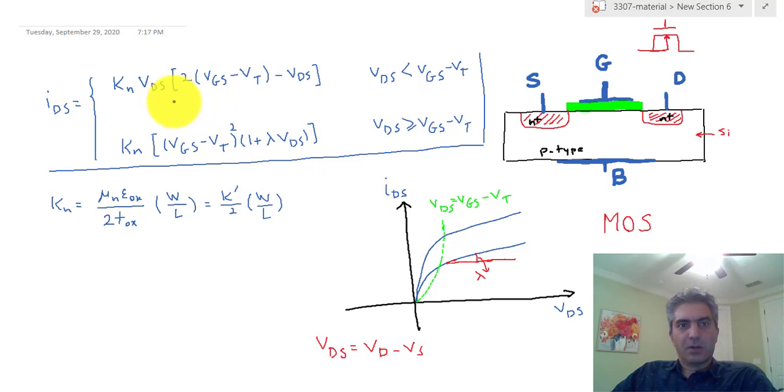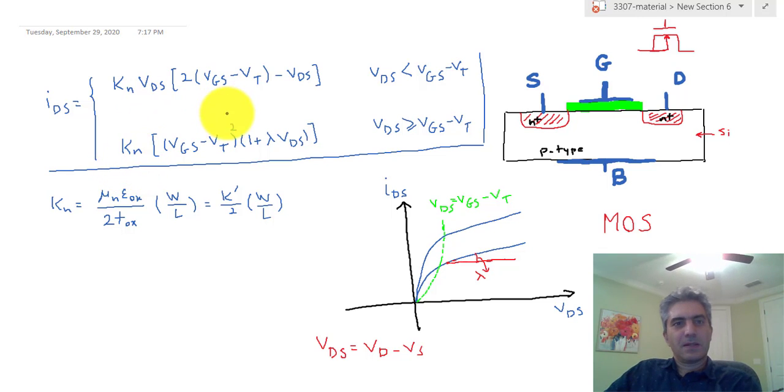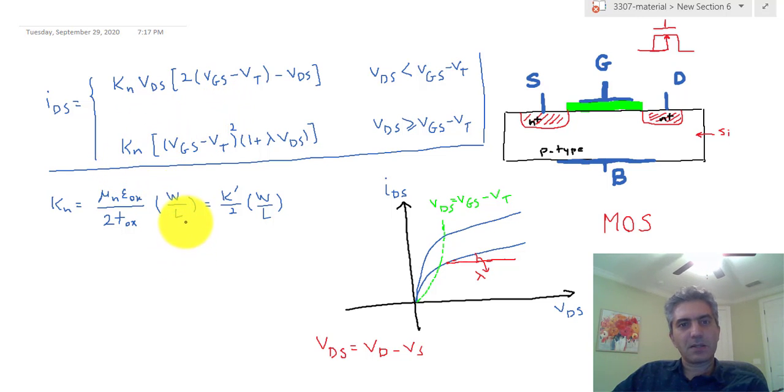Now, obviously, there are quite a lot of other voltages and constants that need to be discussed, but simply we are dividing the operation, or the plot that describes the drain source current as a function of the drain source voltage, into two sections, and using two different equations to describe how the device behaves.